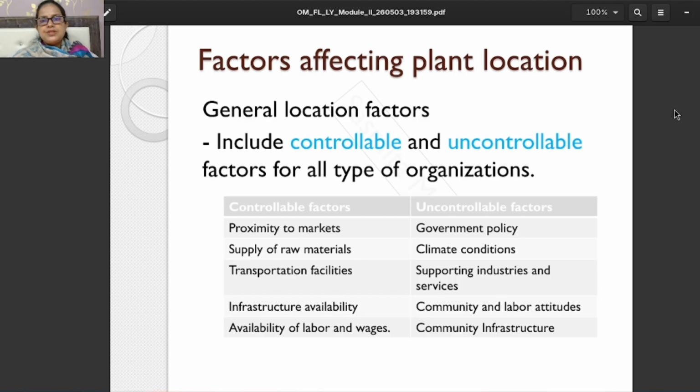When a question is asked like what are the factors affecting plant location, we go for discussing the controllable factors and the uncontrollable factors. Which factors we are able to control and which we are not able to control by the manufacturer or the service provider, that can be discussed as factors.